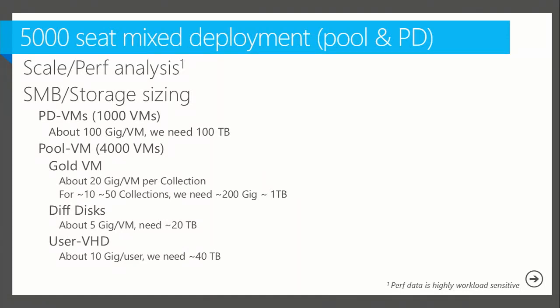The rest is really similar to what we discussed, 4,000 versus 5,000. So 20 gigs of gold VMs per collection. Maybe you have 10 to 50 in that range. 1 terabyte should be enough, not much. Diff disk, about 20 terabytes. User VHD is a little bit less because now we have only 4,000 pool users that are using user VHDs versus the 5,000. But you really pay the price with going to PDs.